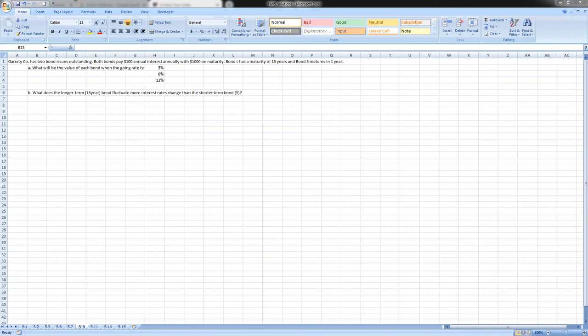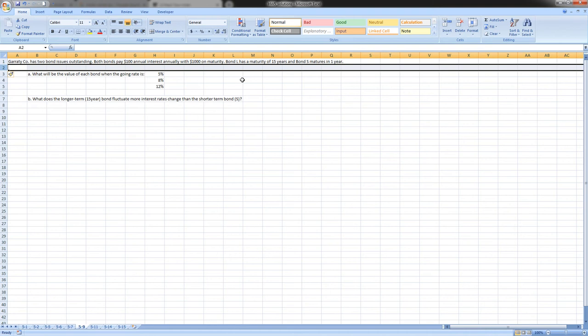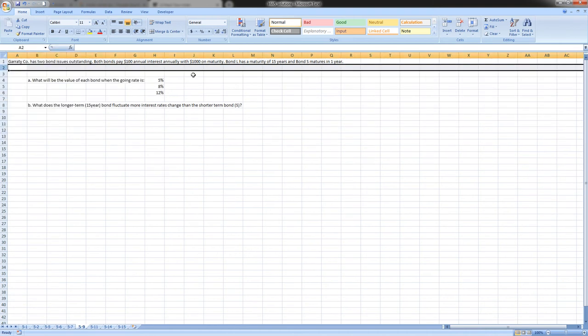So in this question, which has two parts, part A is asking you, what will the value of the bond be when the going rate is 5%, 8%, and 12%? So that is, as the yield in the marketplace goes up, what will happen to the value of the bond?